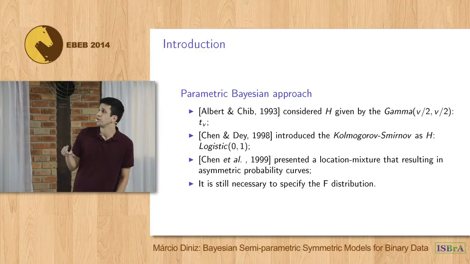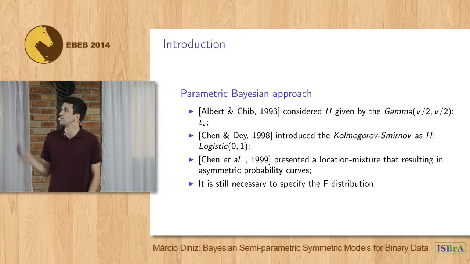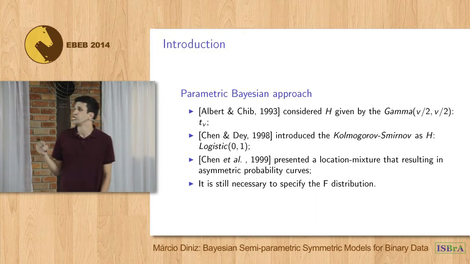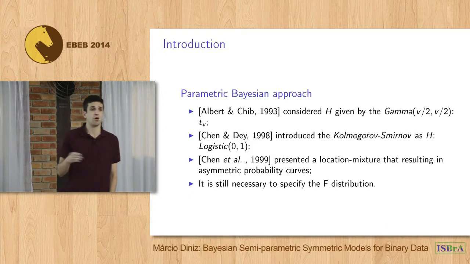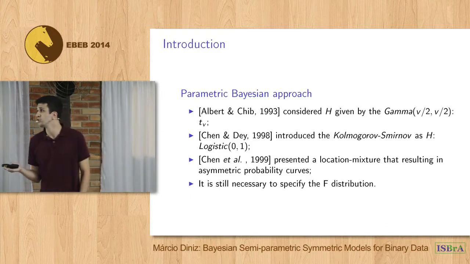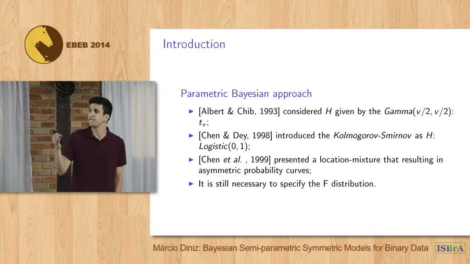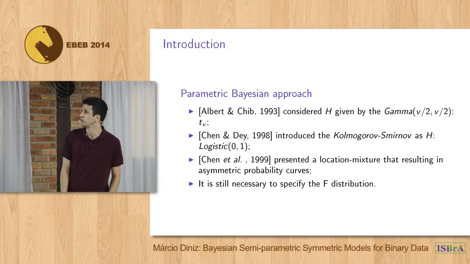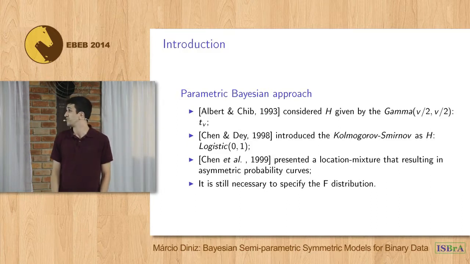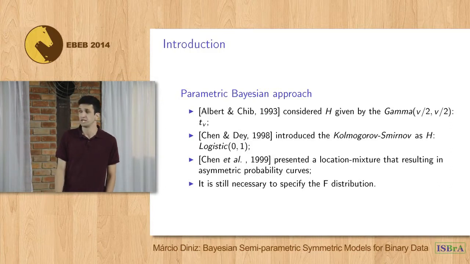Albert and Chib considered the H distribution given by the gamma distribution. Then we have the Student's t distribution with v degrees of freedom. If v is equal to 1, we have the Cauchy distribution. If v tends to infinity, we have the normal distribution. And they introduced the Kolmogorov-Smirnov distribution for the precision parameter tau. So we have the logistic distribution.